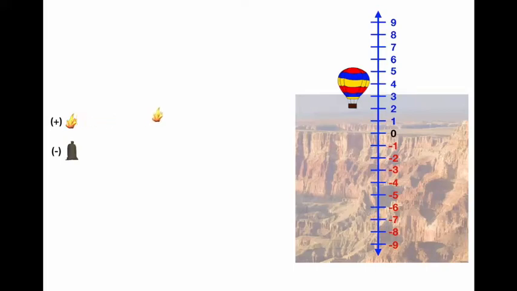So, adding a blast of hot air makes the balloon rise. And if we were to take it away, the balloon would sink again. Also, if we were to add a bag of sand, the balloon's altitude would decrease because there's more weight in the balloon. And if we were to take away that bag of sand, the balloon would rise again because there's less weight in the balloon.